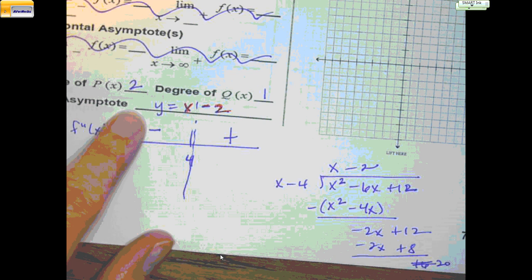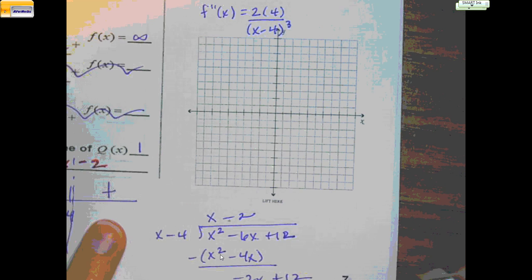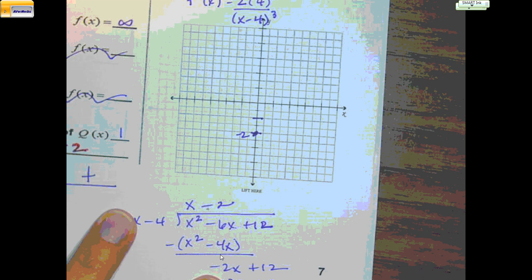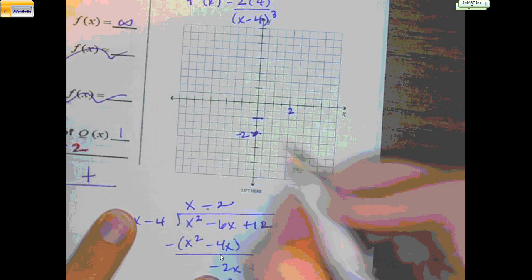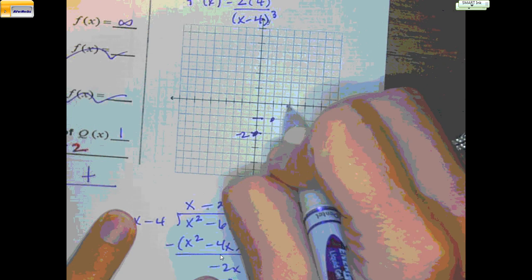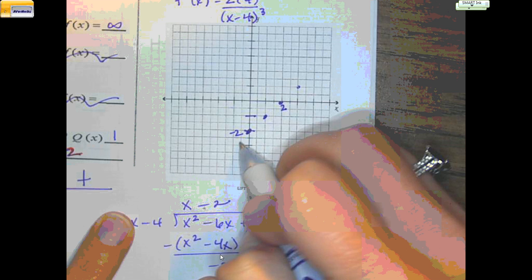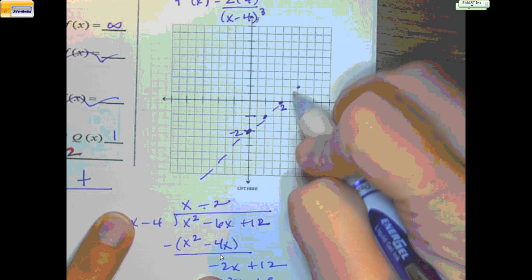How'd you know there was a slant? Because the degree of the top is 1 greater than the degree of the bottom. Okay, let's draw it. I'm going to start with the asymptote because that's where we left off. This line crosses at negative 2, and it has a slope of 1, so rise over run. So this is my asymptote.